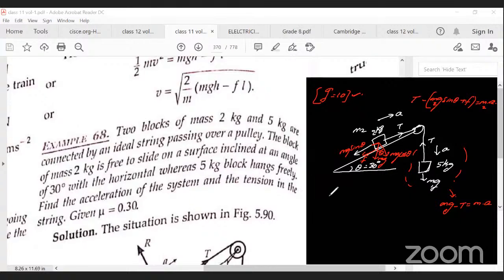So here m1 is 5 kgs and m2 is 2 kgs. Theta is equal to 30 degrees. I'll give you all the data. Mu is equal to 0.30, so the friction force F is equal to mu into the normal reaction, which is mu into mg cos theta. So you have to substitute this friction force in this relation. With these values, you need to find the acceleration and tension. Try it. If possible, you just solve it.